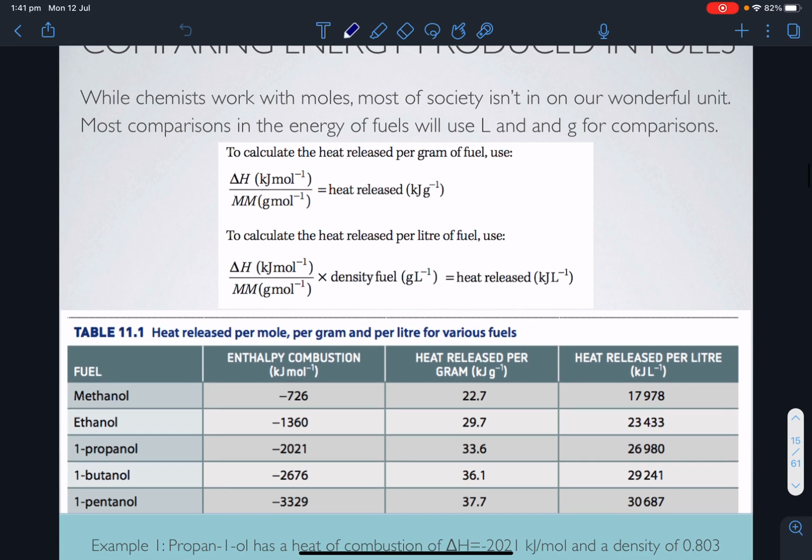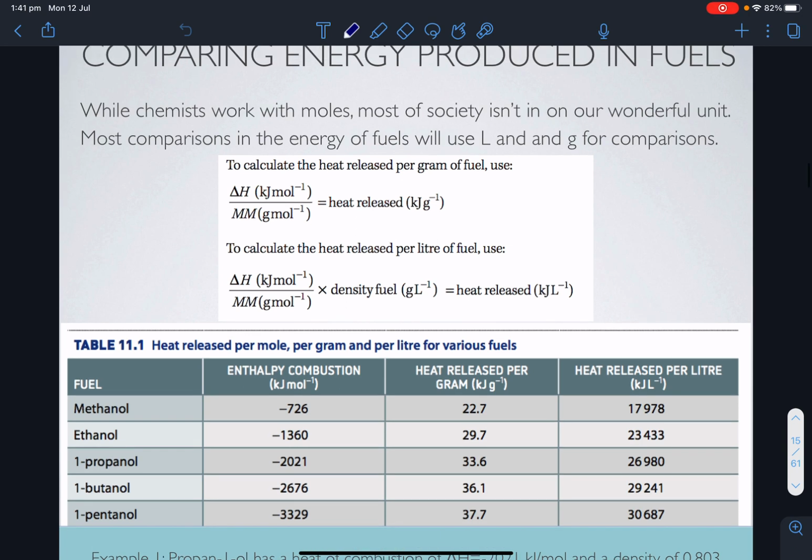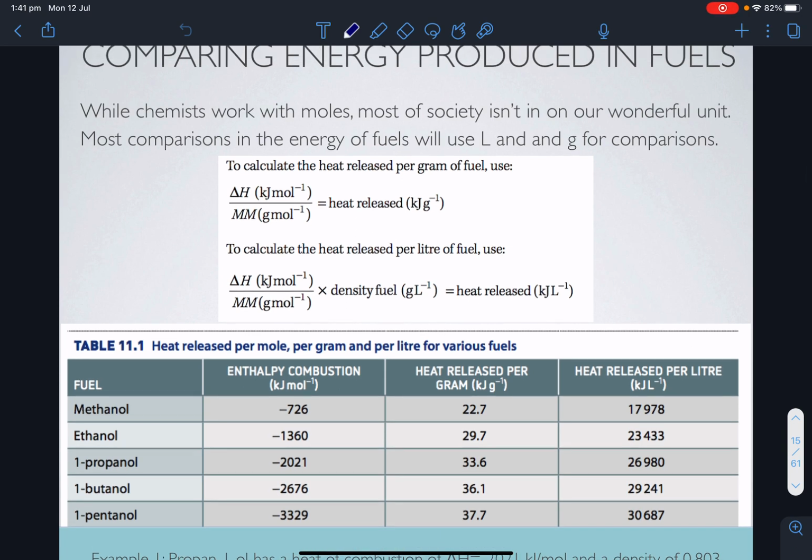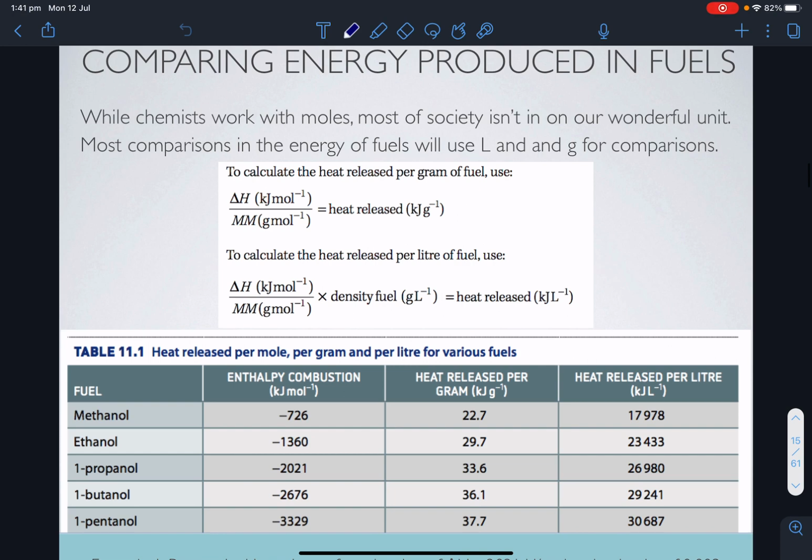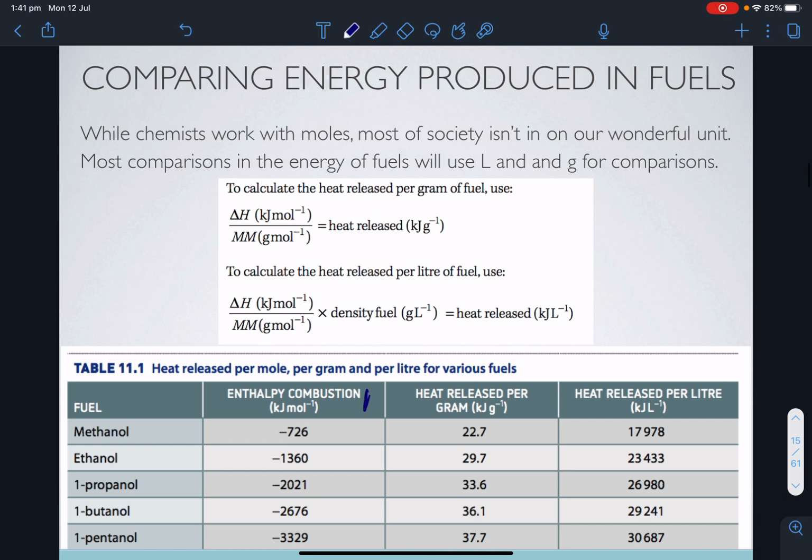So the table underneath is quite handy. It's showing some conversions. Enthalpy of combustion in the first one, then heat release per gram, kilojoules per gram, and kilojoules per litre, for some different alcohols: methanol, ethanol, propan-1-ol, butan-1-ol, and pentan-1-ol. These type of problems can come up in the HSC, and they're not too difficult.